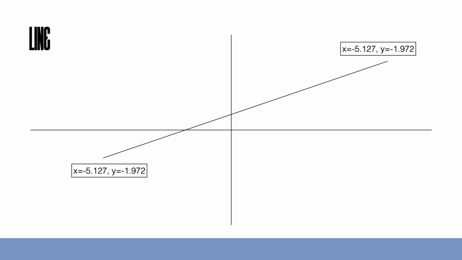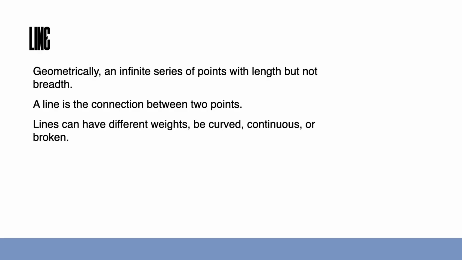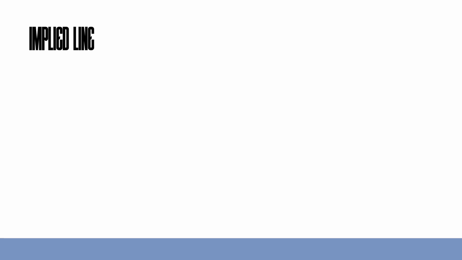The line, again, a line is the in between of two points on a graph. Geometrically, an infinite series of points with length but not breadth. Infinitely going forward, but to stay one size, width-wise can be different for each line, but it grows in length, not in width. It gets longer and not wider. A line is the connection between two points. Like I said earlier, lines can have different weights, be curved, continuous, or broken.